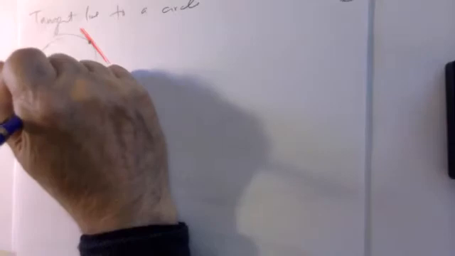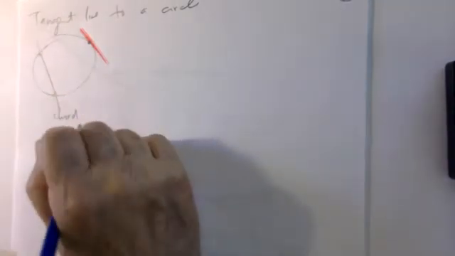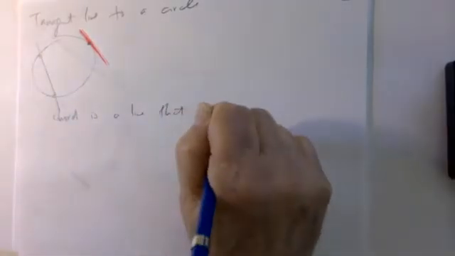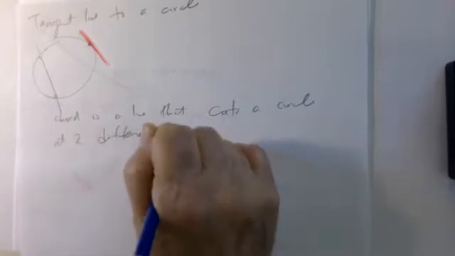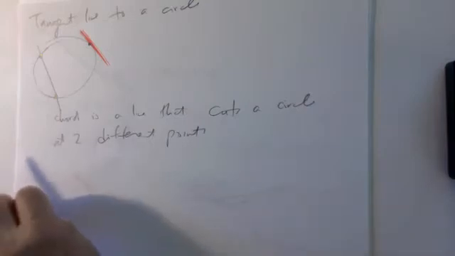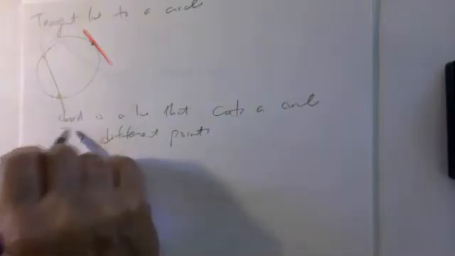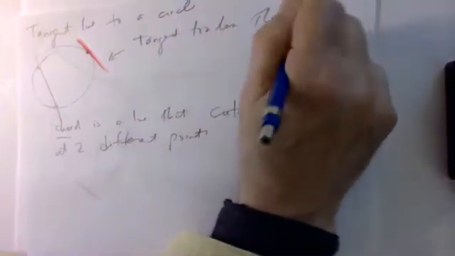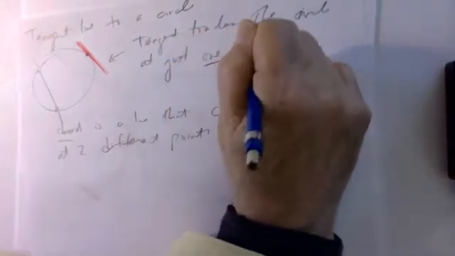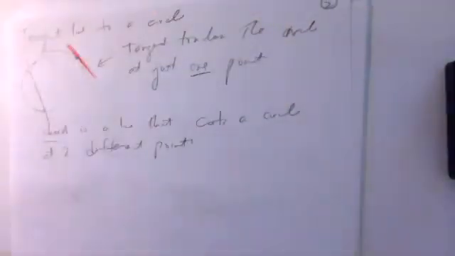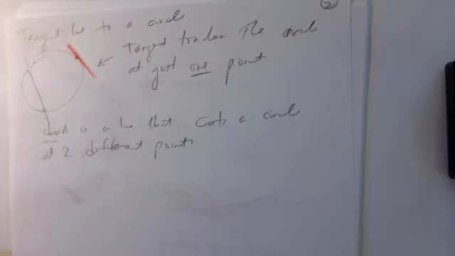If you take 2 points on a circle, it's easy to find a line through those 2 points. We call such a line a chord. A chord is a line that cuts a circle at 2 different points. And whenever you have 2 points, you just put a ruler through them and draw the line. That's a chord. But a tangent touches the circle at just 1 point. And it's not so obvious, I think, to figure out how to draw the tangent line to a circle.